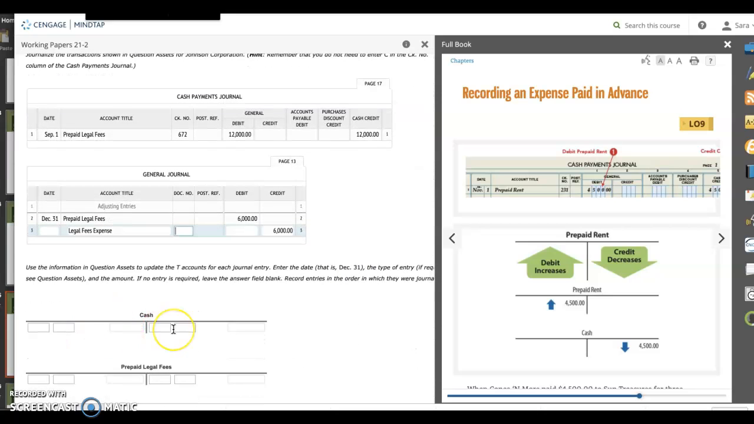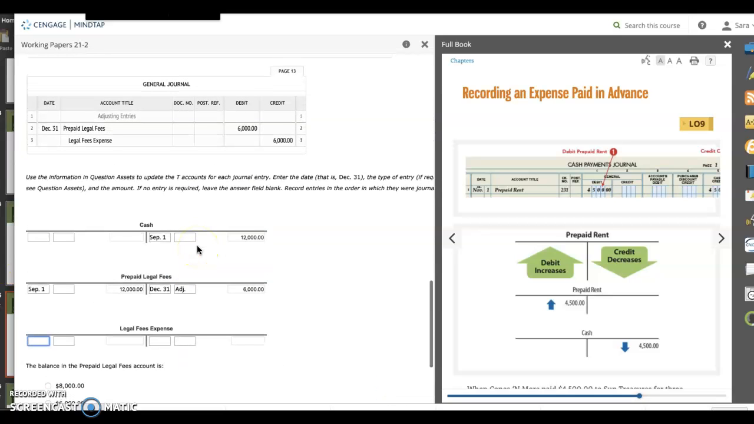Okay, now we're going to go through and fill in our T accounts. So cash this time is on the credit. So September 1st, $12,000. Then prepaid legal fees is going to be a debit. So September 1st, $12,000. Then we have it again as an adjustment. So December 31st, adjustment of $6,000. And then legal fees expense is a credit, December 31st, adjustment $6,000.